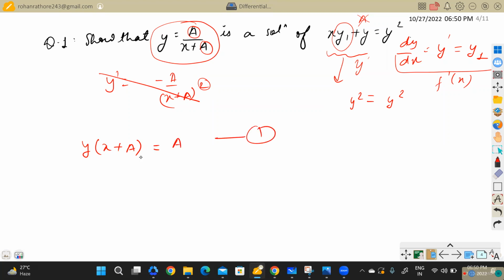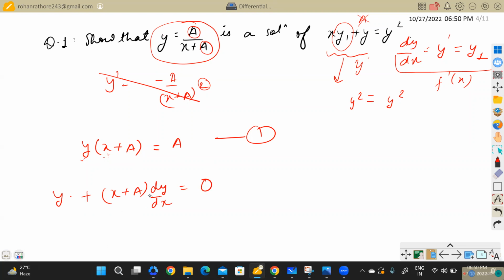Let's call this our equation 1. Now we'll differentiate equation 1, which will be done by the product rule. So you get y times the differentiation of x plus a, which is 1, plus x plus a times the differentiation of y, which is dy by dx, and the differentiation of a constant is just 0. So now we have an equation like this.